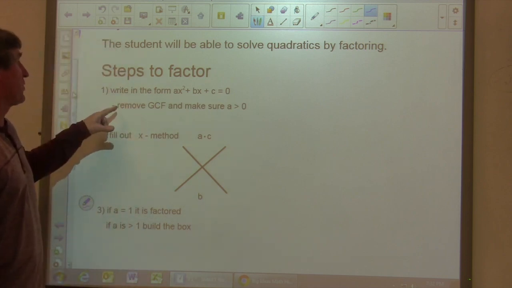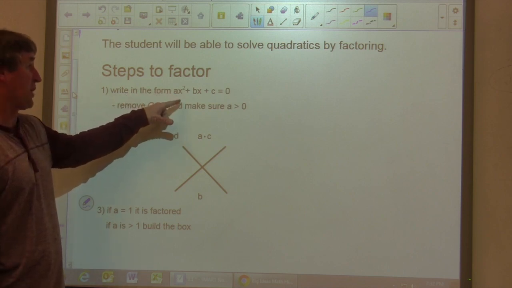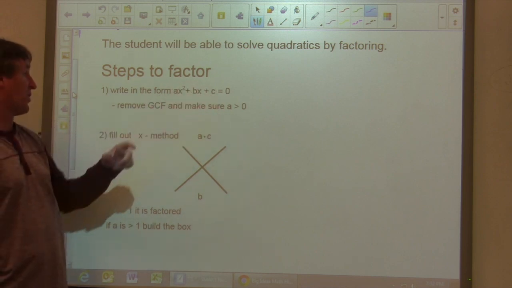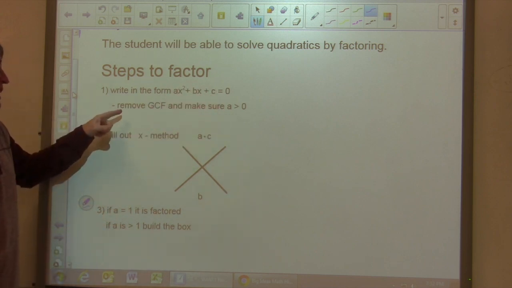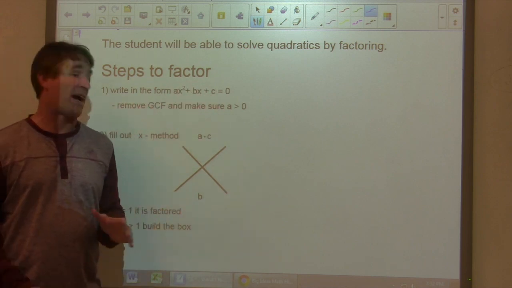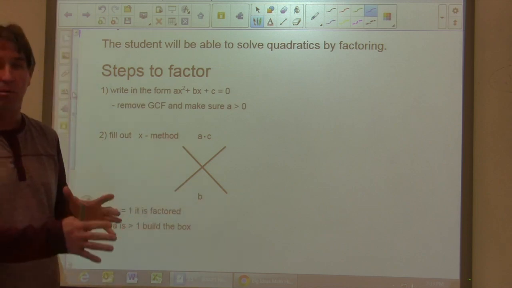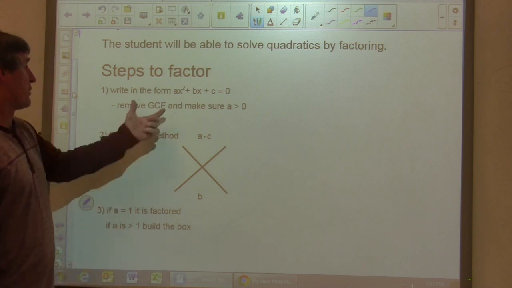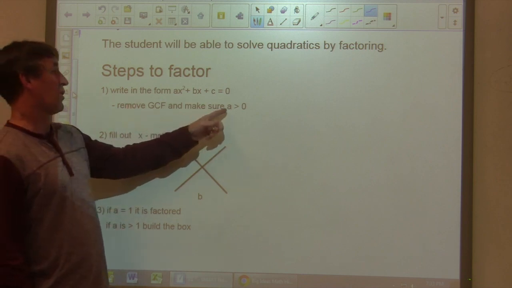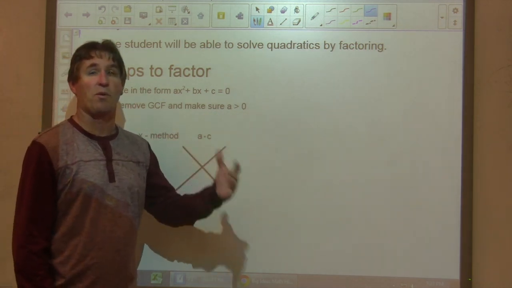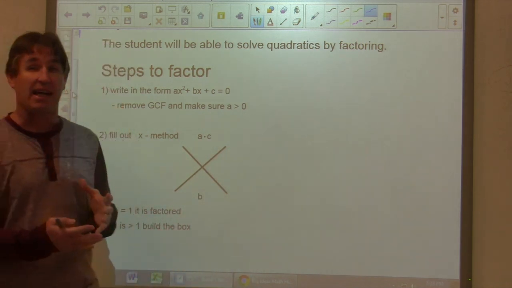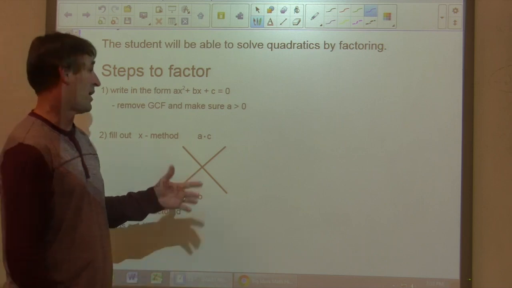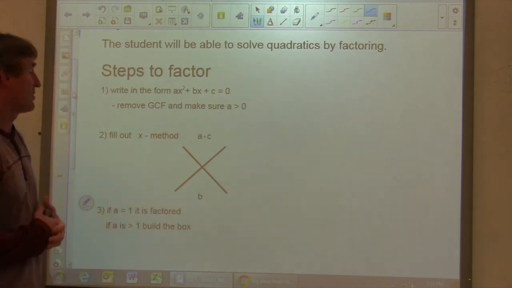The first thing we want to do is write it in the form of ax squared plus bx plus c equals 0. So we want to set it equal to 0. And then you always want to check and make sure you remove the greatest common factor, because when you do the x method, if you don't pull out the greatest common factor, there's some problems that can occur. When you pull out that greatest common factor, you also want to make sure that a is greater than 0, so we want it to be positive. If a is negative, even if there's no greatest common factor, just pull out a -1 and work from there. I'll do one of those to show you to start with.